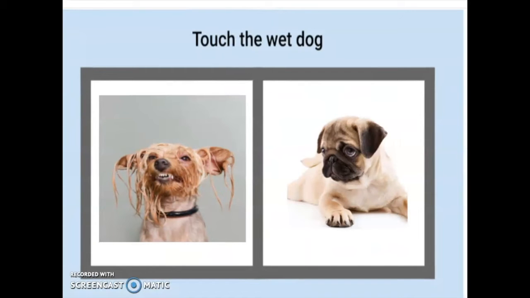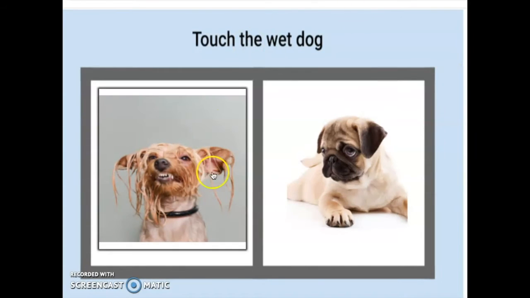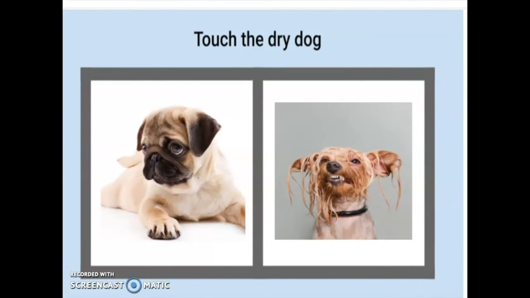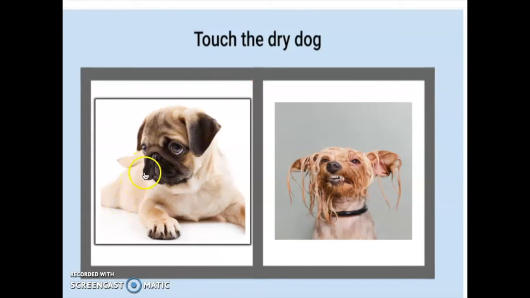Which of these two dogs is wet? Go ahead and point. That's right, this dog is wet. You can tell by how its fur is stuck together. Which dog is dry? That's right, this dog is dry. You can see that its fur has no water on it.